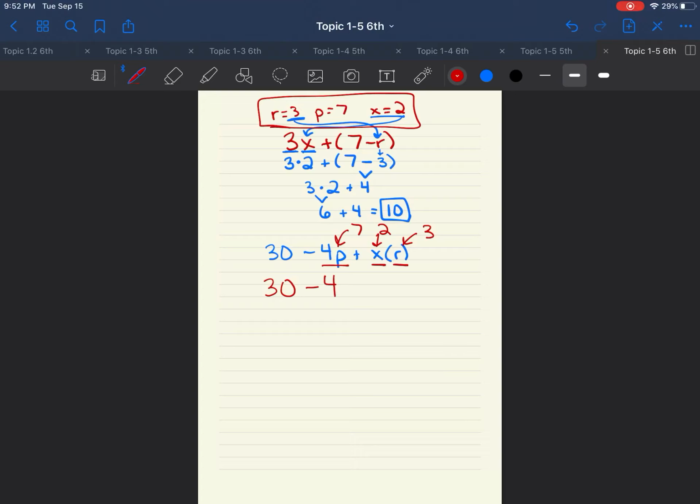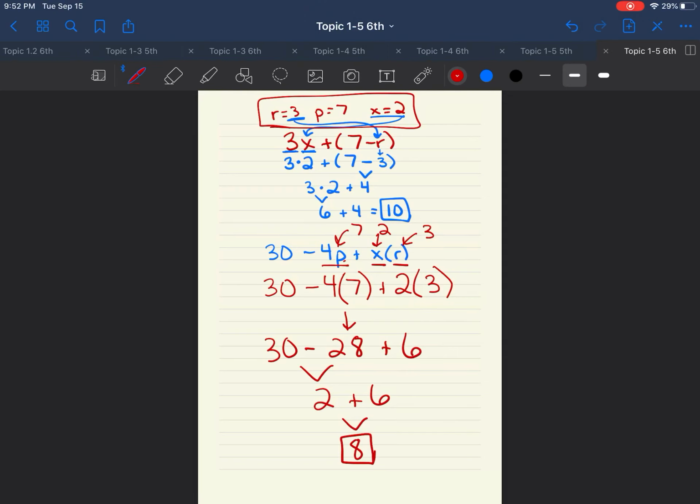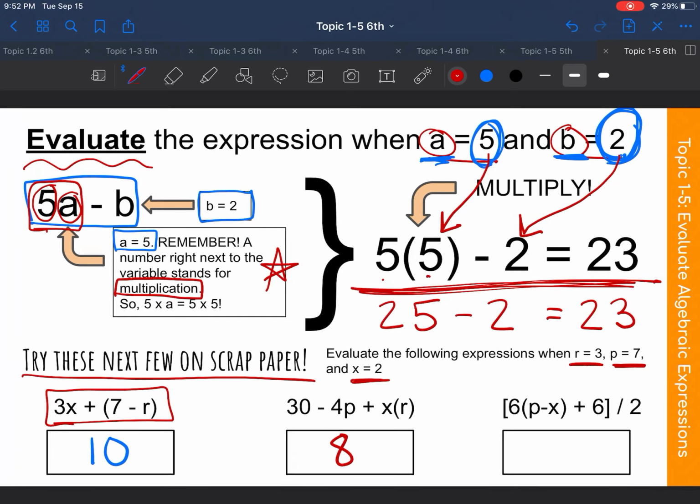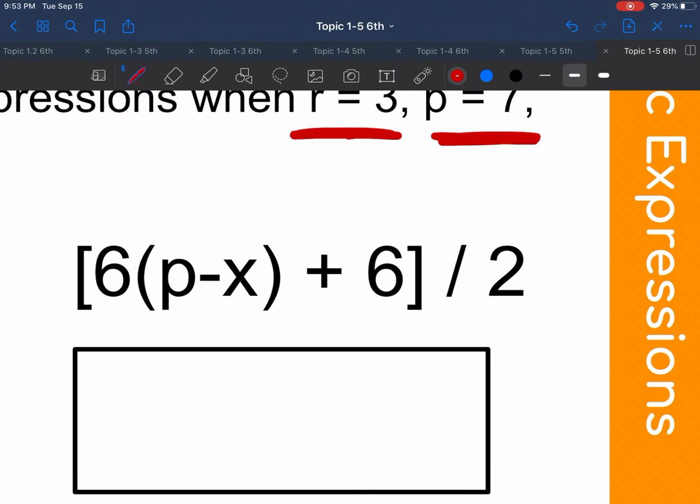It's 30 minus 4. And again, these two are being multiplied. So I'm just going to put that in a parentheses and write 7 there, because that tells me I still multiply them. Plus x is 2, r is 3. And now I solve. 7 times 4 is 28, plus 2 times 3 is 6. And bring down that 30, okay? Remember, rewrite everything. 30 minus 28 is 2 plus 6, and our answer is 8, okay? So for that problem, it is 8.